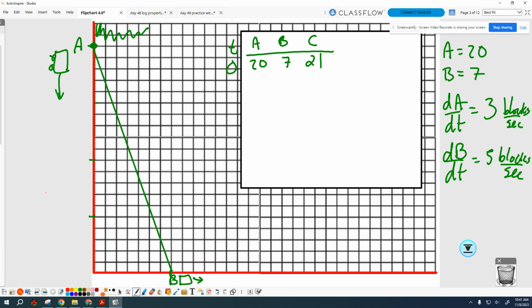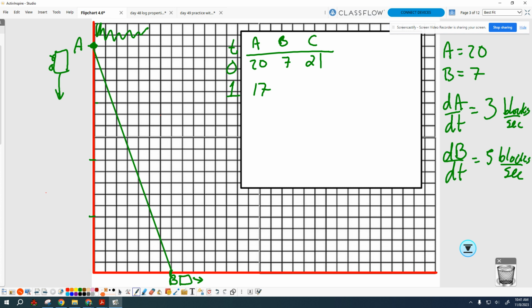So at the start, A is at 20, B is at 7, and the length between them is 21. All right, time is changing. 1 second later, Colin, where is A gonna end up? He's gonna be at 17. 17, okay?